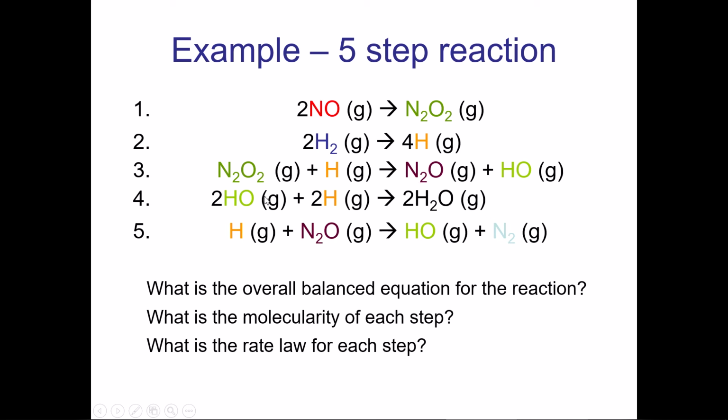If we look on the left side, what are we using that is not an intermediate? So we know that N2O2 is an intermediate, HO is an intermediate, the H's are intermediates, and N2O were. The only things on this left side that are not canceled out are the NO and the H2, and these are our reactants. So our overall chemical equation is 2NO plus 2H2 produces 2H2O plus N2.